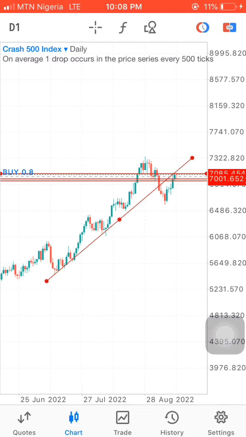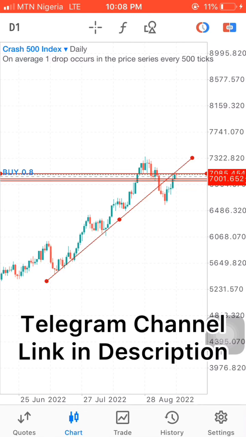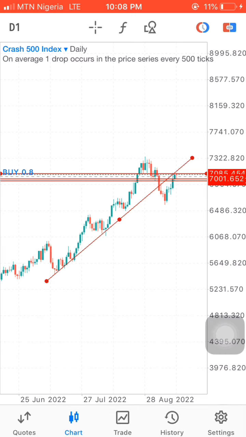Of course, when I was in this trade, I went into a loss, but it was about a $5 loss. I wasn't scared of anything because I knew it was going to go back to profit, and it went back to profit, and we are still here.